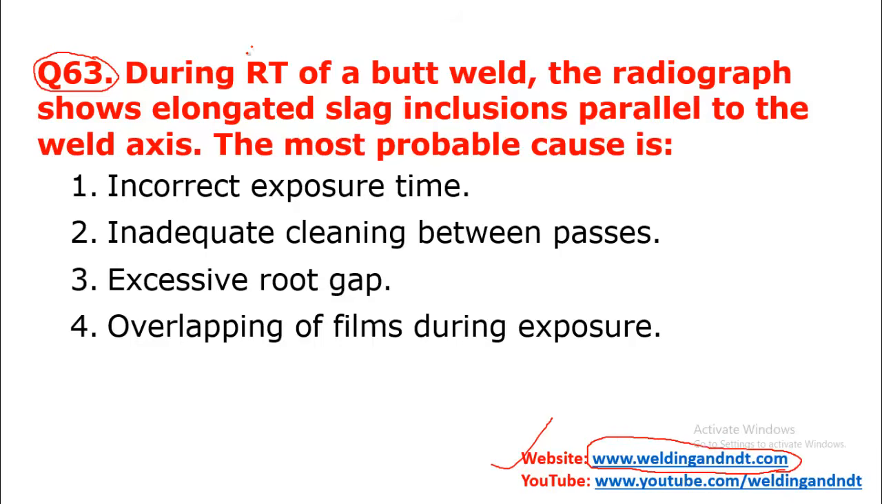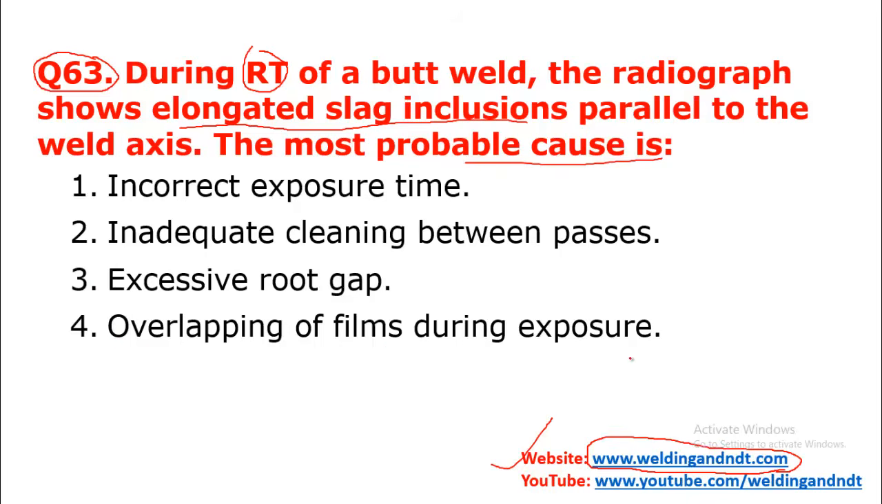Now, during RT, which is radiography testing, you observe elongated slag inclusion parallel to the weld axis. So what could be the most probable cause of the slag inclusion? Option 1 is incorrect exposure time. Option 2 is inadequate cleaning between two passes. Option 3 is excessive root gap. And option 4 is overlapping of films during exposure.